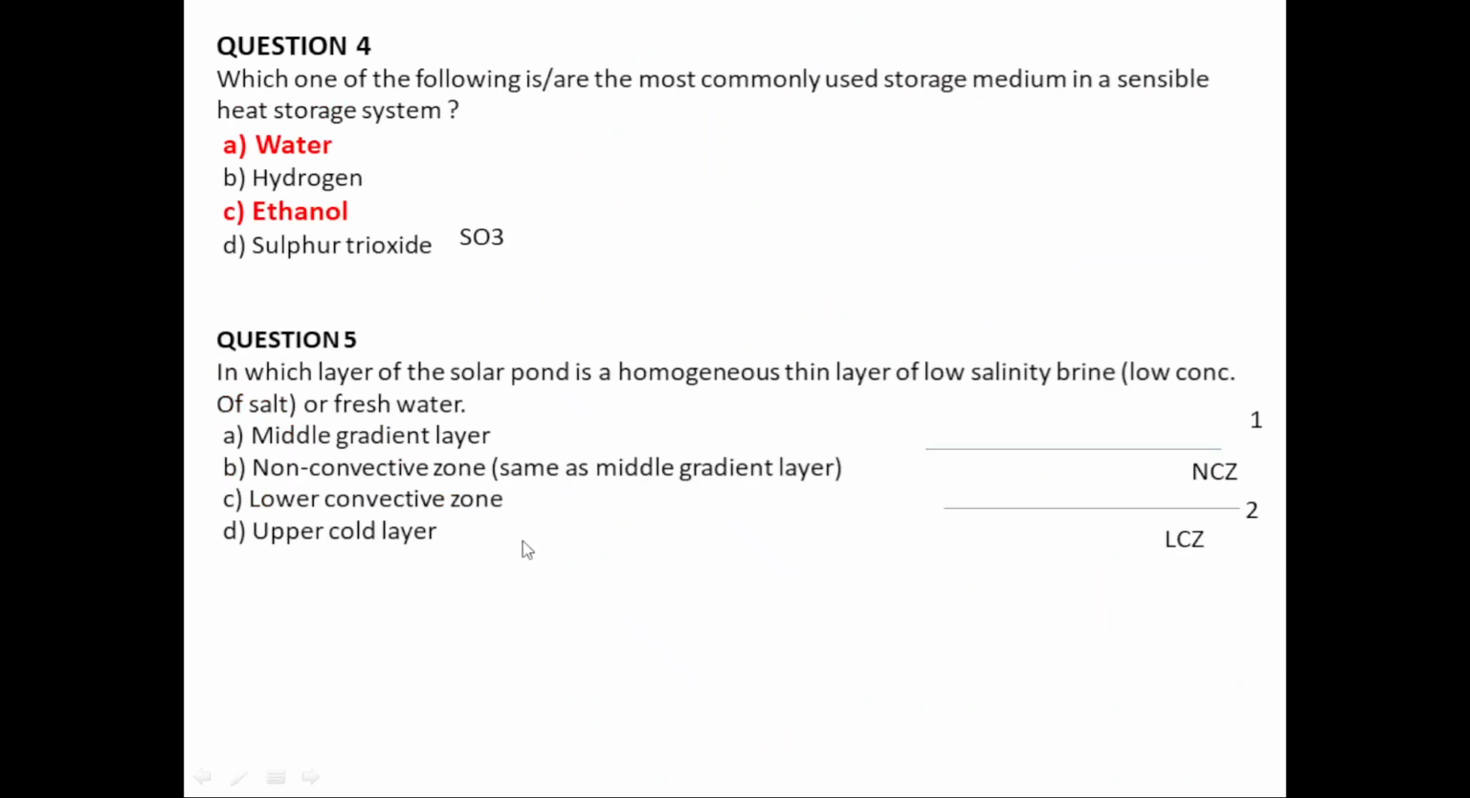So the final one is your upper convective zone. As you keep moving from bottom to top, the salt concentration keeps on decreasing. So the last layer of water that is very near to the ambient surface will have the lowest salinity concentration. So the upper layer of water has a low concentration of salt, or you can even take it as fresh water.